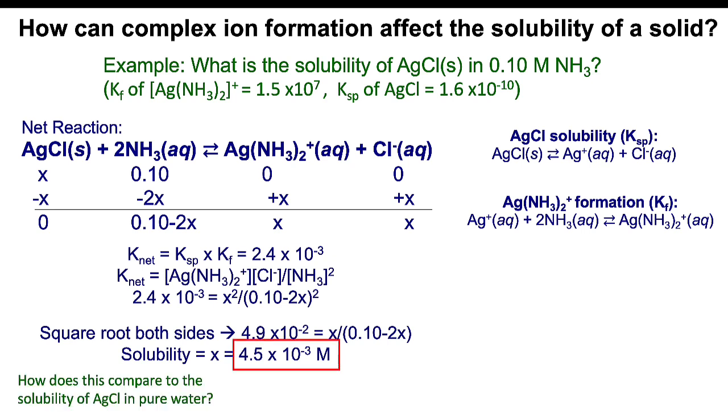How does this compare to pure water? Well, think about what we learned previously, right? How does the formation of a complex ion make the solubility change? And the answer is that the solubility should increase, and it sure enough does, right? The solubility in pure water is on the order of 10 to the negative 5, and here we have it on the order of 10 to the negative 3.